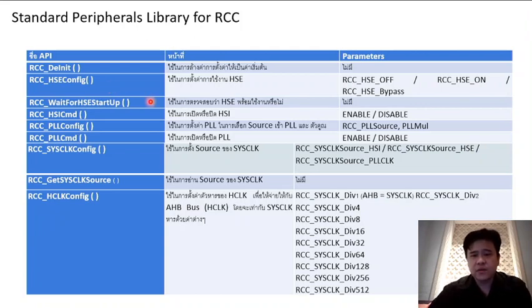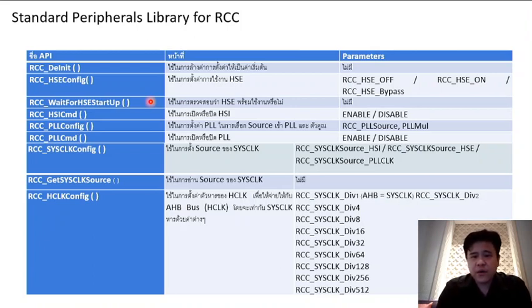Okay, so what else do we have? We have wait for HSE startup. This one is like the last time: after we change the parameters inside your RCC group, you have to wait until that function is ready to use. In this case, they create functions to check HSE's status, right? If the function shows the information that HSE is ready, then it will return true. Then you can go through the next line of your code.